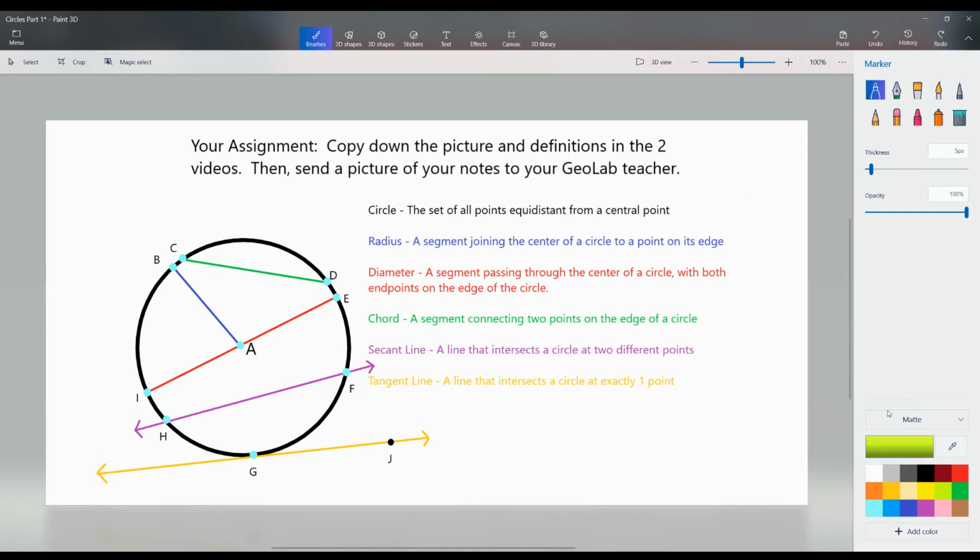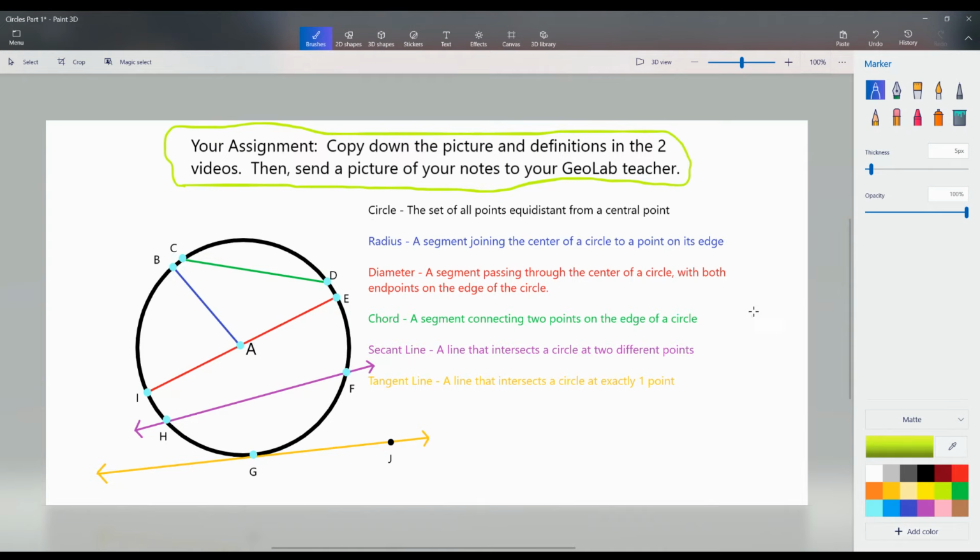So your assignment for today for Geometry Lab is going to be to go ahead and copy down the picture you see right here. There's going to be a second video as well. So copy down the pictures in both videos, as well as the vocab words that you see written on this slide, and then just send a picture of your notes to me or Miss Noby so you guys can get your points for the day.